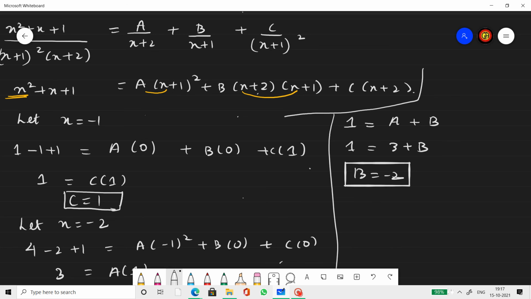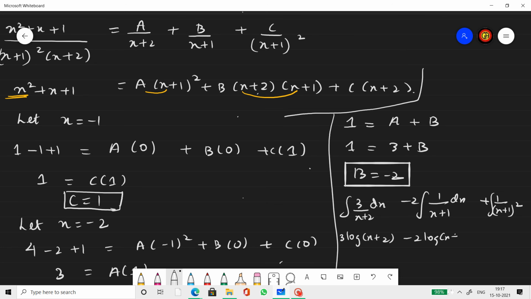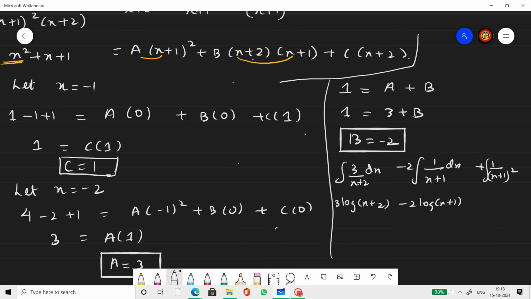So a is 3. So integration of 3 by x plus 2 dx. B is minus 2. So minus 2 integration of 1 by x plus 1 dx. And c is 1. So integration of 1 by x plus 1 the whole square. Since it's x plus 2, it will give us log. So 3 log x plus 2. The next is x plus 1, so we get minus 2 log x plus 1. The next one is x plus 1 the whole square. So don't write log, it's a square.